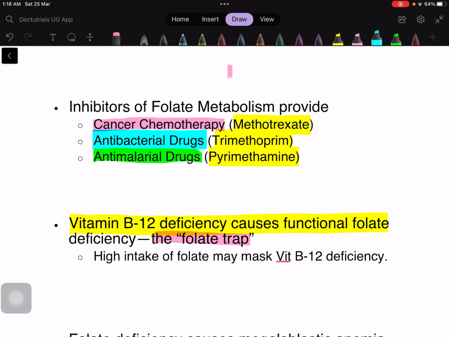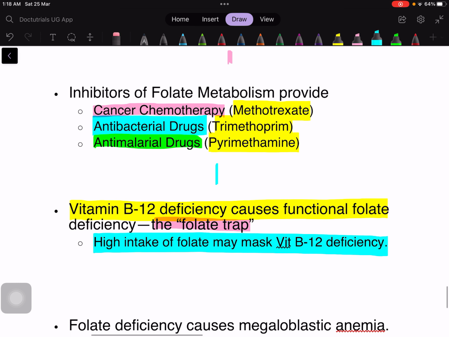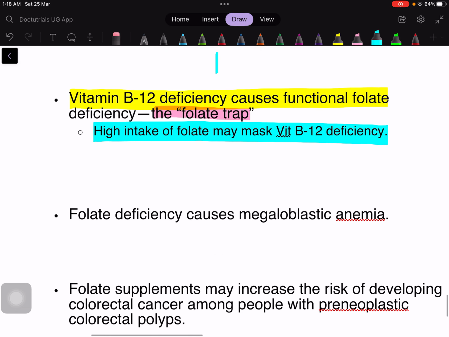So if you are at a stage where the neurological deficit is not there or it is less, then the neurological deficit can either become manifest or it can become exaggerated. So B9 supplementation in the background of B12 deficiency will exacerbate the problem of the B12 deficiency, whereby the neurological deficit will become much more pronounced.